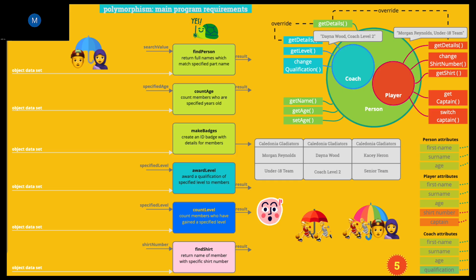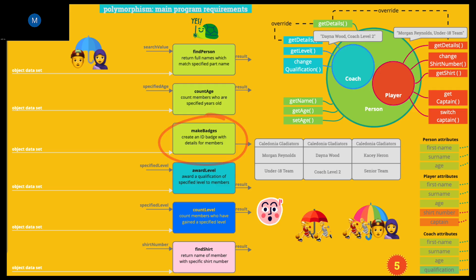So let's look at some of the requirements for some of these processes that might be used with this kind of team data. So we're looking at these boxes here. We've got find person, so I might want to return full names which match a specified part name. So I want to do some substring operations on there. Or I might want to count the age. So I want to count occurrences, and I want to find how many people are over a particular age.